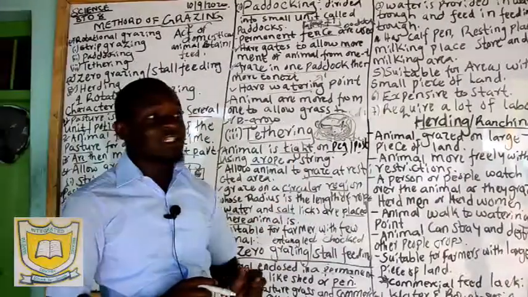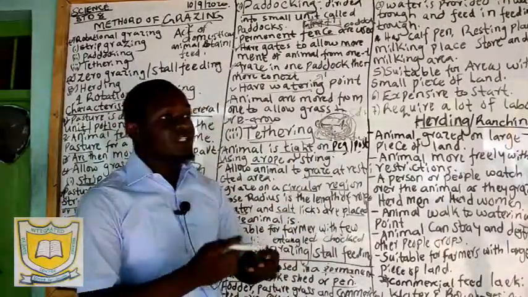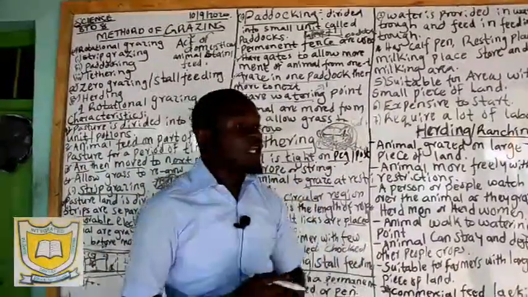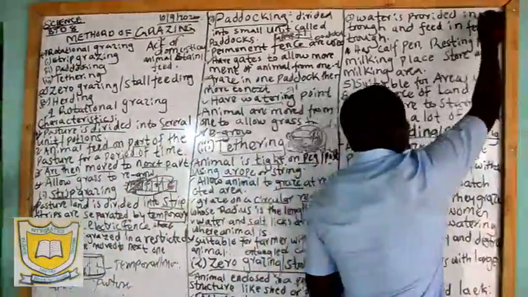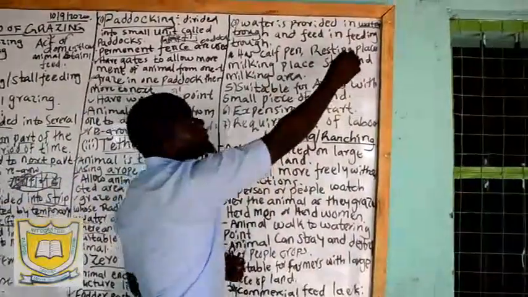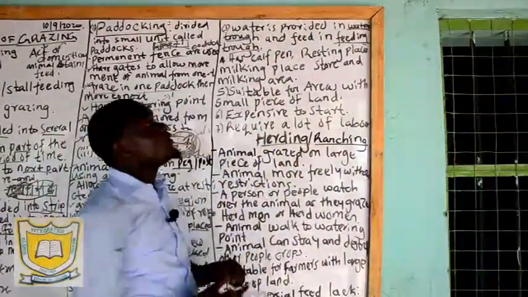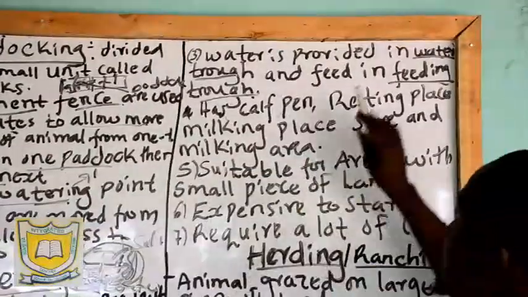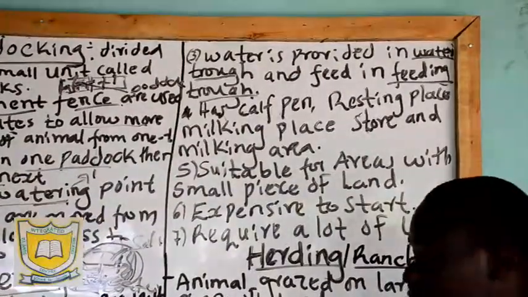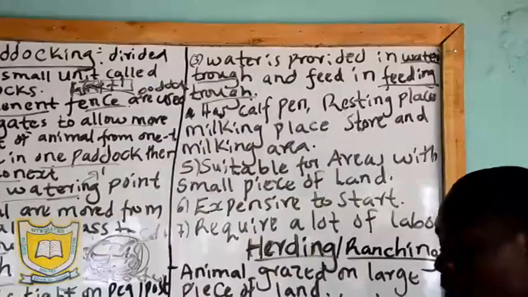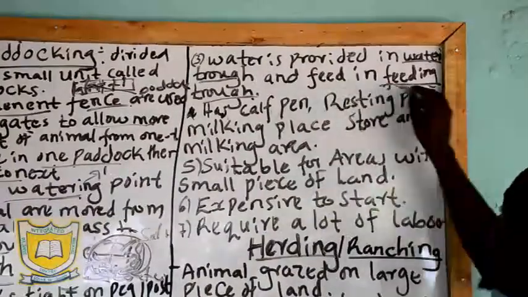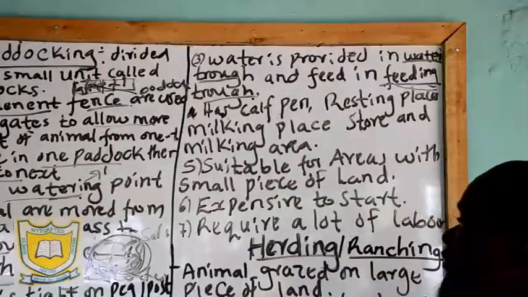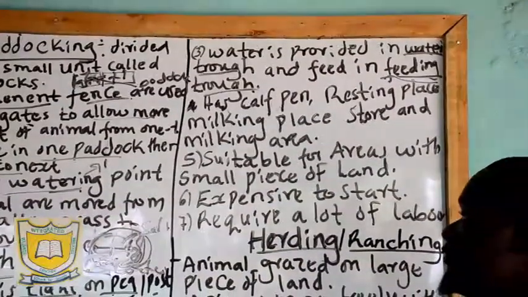The other characteristic of zero grazing is that we have what we call water troughs and feeding troughs. What is the importance of having water troughs, and what is the importance of having feeding troughs? Water troughs are mainly used for provision of water to the animals living in that permanent structure. A feeding trough is where we place our feeds so that the animal can get its food from there.